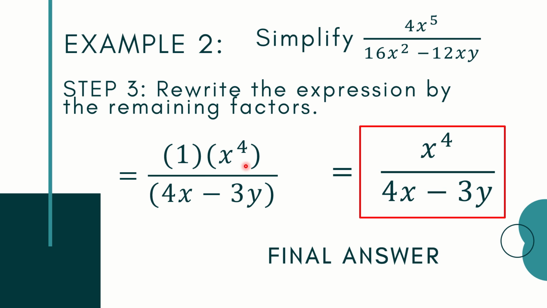So that's it. That is how to simplify a rational algebraic expression. First, we have to factor the numerator and denominator. Second, we have to cancel the common factor. Third, we write the expression with the remaining factors.